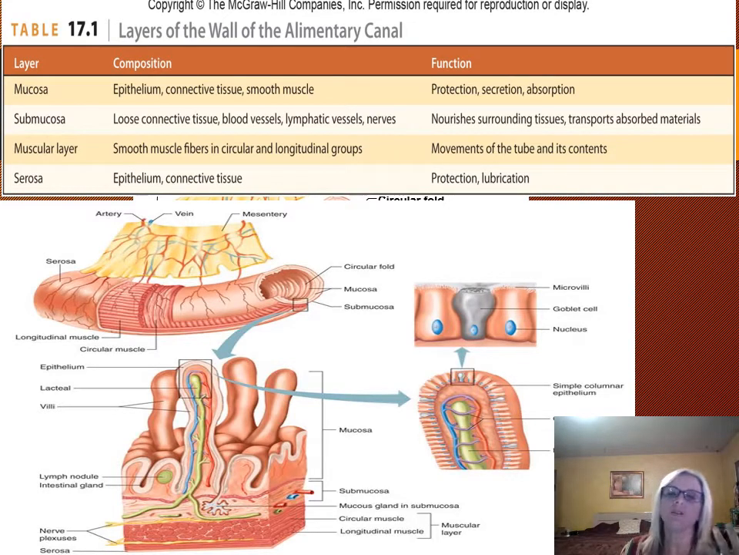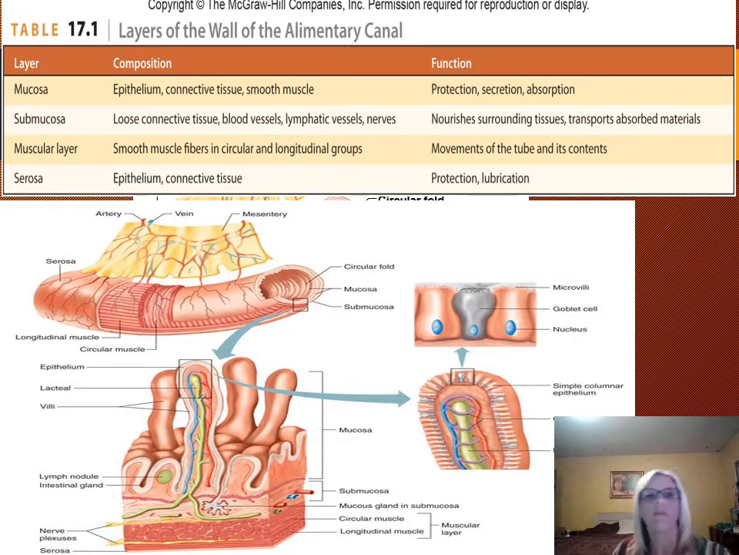So mucosa, mucus is protective in nature, right? It traps things, but is that the only thing that it does? Why would you have mucus in your stomach? Think about that for a minute. Well, what else do you have in your stomach? Hydrochloric acid, right? You have stomach acid. Stomach acid would eat away your tissue if you didn't have that mucosa or the mucus layer protecting it. So it's got a protective function, a secretion function, and it even helps some with absorption.